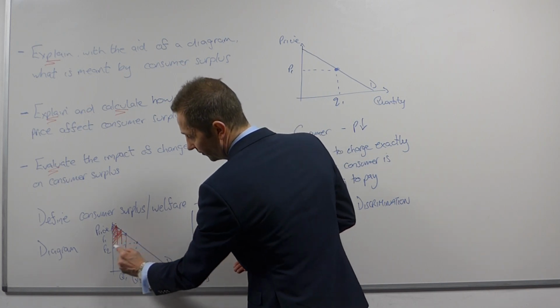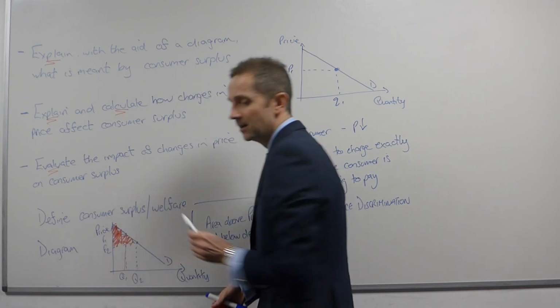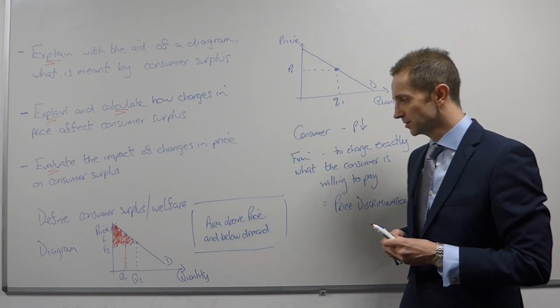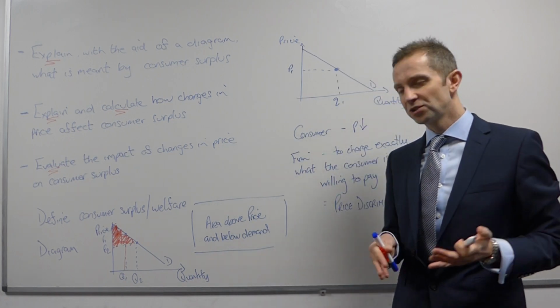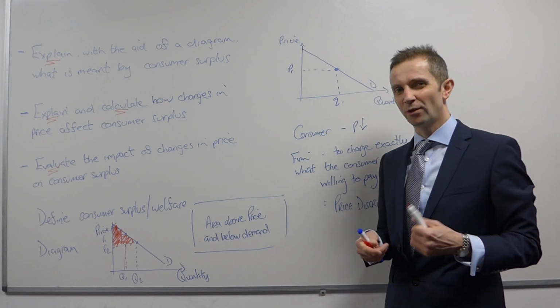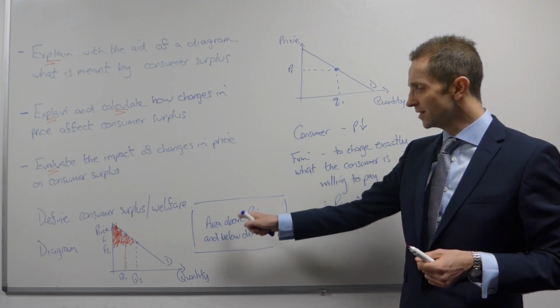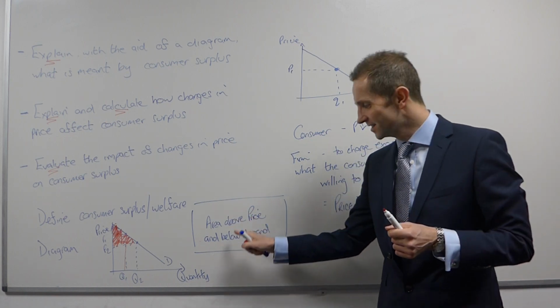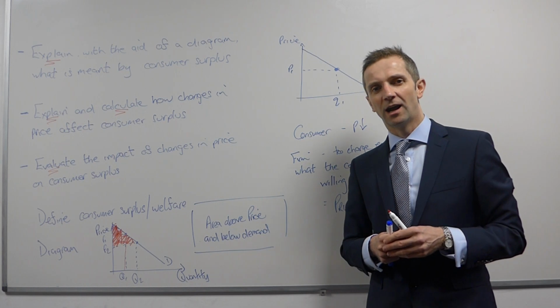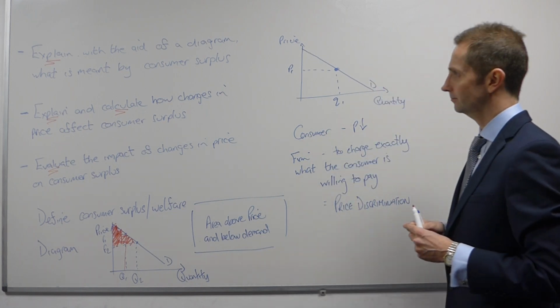And so all of that triangle, so that's this triangle and this section here, that is all consumer surplus. And as I always tell my students, the really easy way to remember this, because oftentimes you'll be asked to identify this on a diagram, is just remember this. Consumer surplus is the area above price and below demand. And if you remember that, you'll never go wrong.